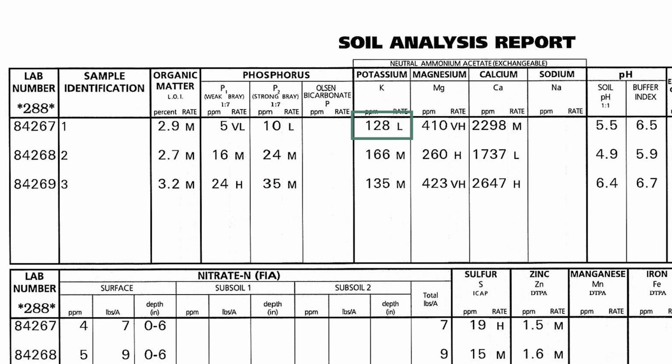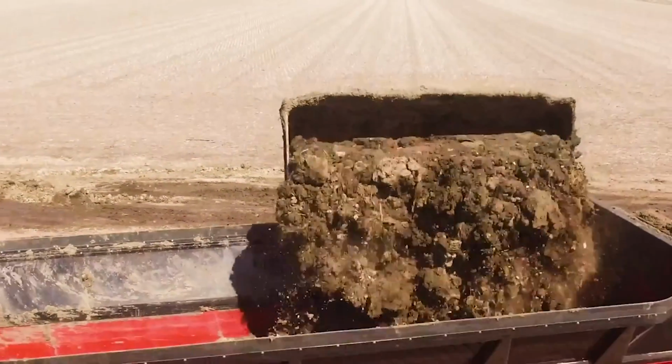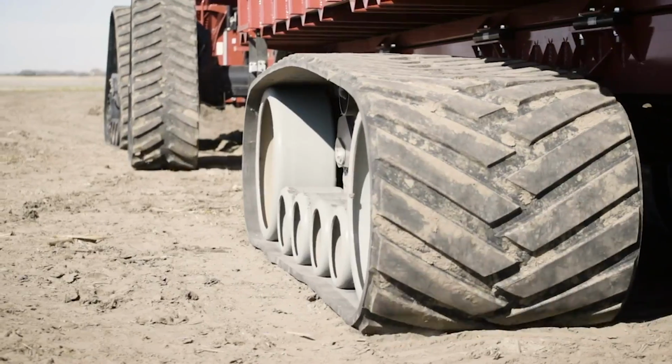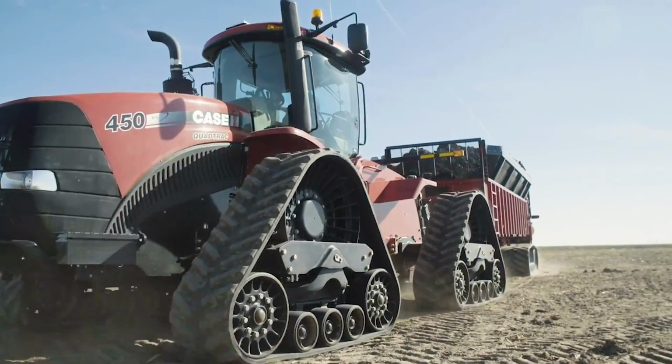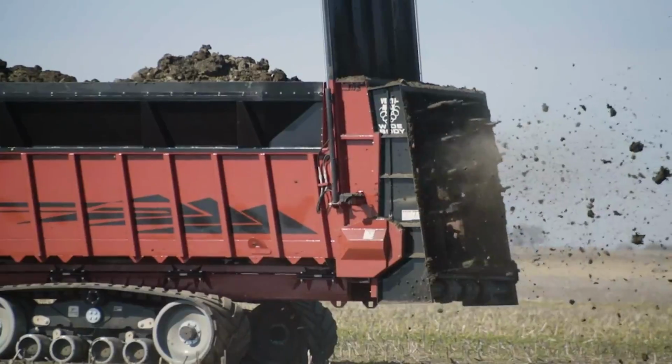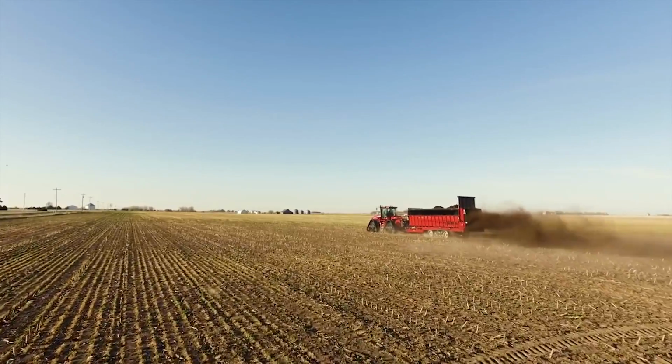On the potassium side, zone 1's got 128 parts per million. Zone 2's at 166 parts per million, and zone 3's at 135 parts per million. So we need potassium in all areas. I want to be somewhere in that 180 to 220 parts per million range, again for top production. And of course I need to think about crop removal. So I'm going to want to build phosphorus levels in zones 1 and 2, keep them about where they are in zone 3. I want to build potassium levels across all 3 of the zones, but especially zones 1 and 3.